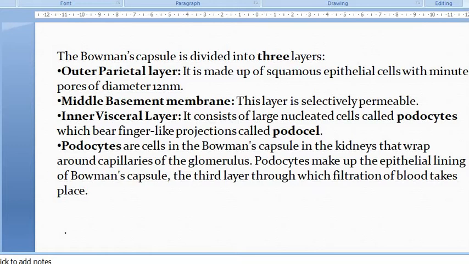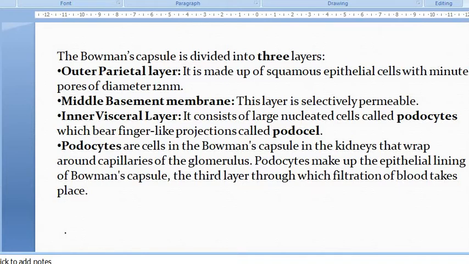The Bowman's capsule is divided into 3 layers. The first or outer layer is the parietal layer, which is made up of squamous epithelial cells. They have minute pores of diameter 12 nanometers. The second or middle layer is the basement membrane. This layer has the speciality of being selectively permeable for certain substances.